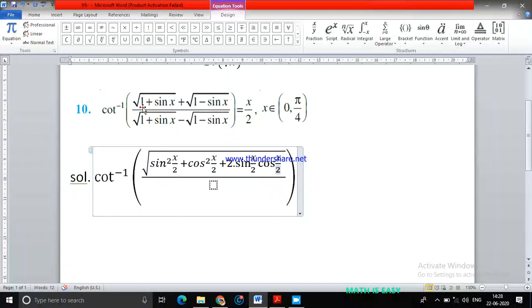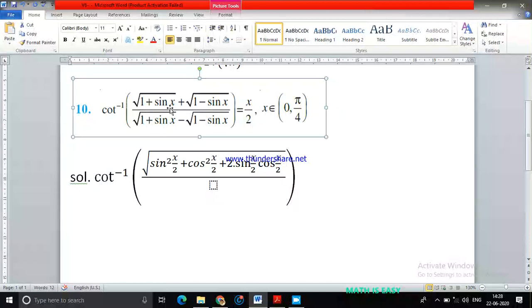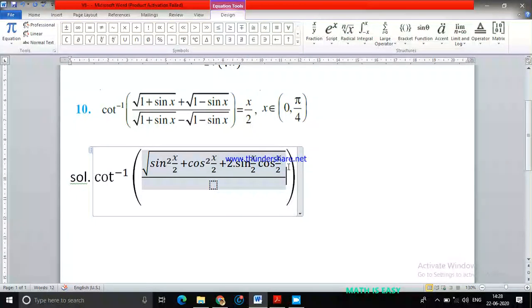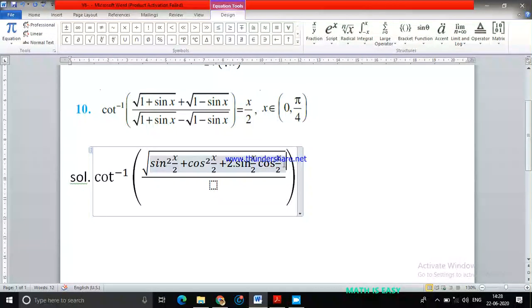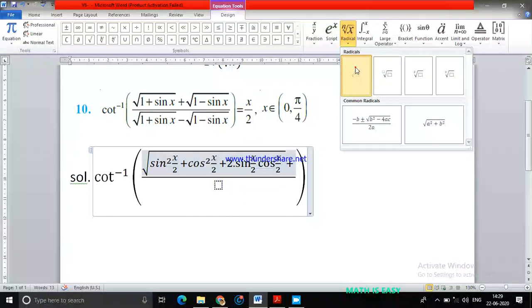So here the first term, under root 1 plus sin x, I have written as sin square x by 2 plus cos square x by 2 plus 2 sin x by 2 cos x by 2. After writing this, plus, now in place of this, under root 1 minus sin x, you can write it as it is. First thing, let me put the root term here.